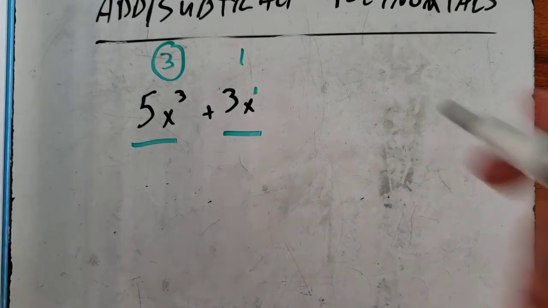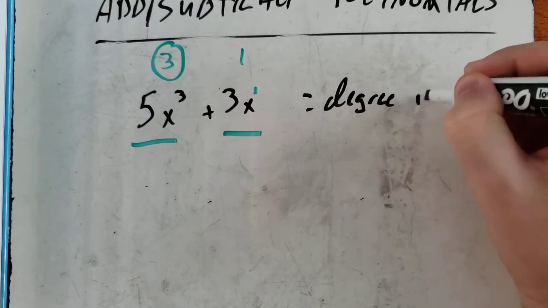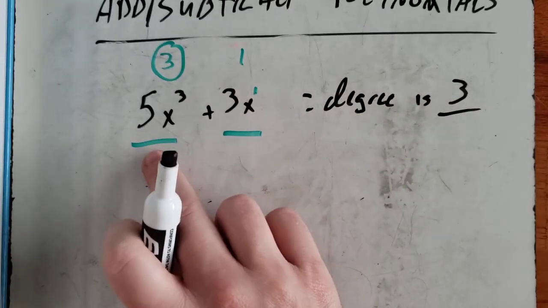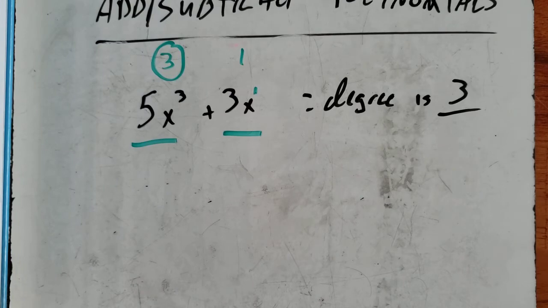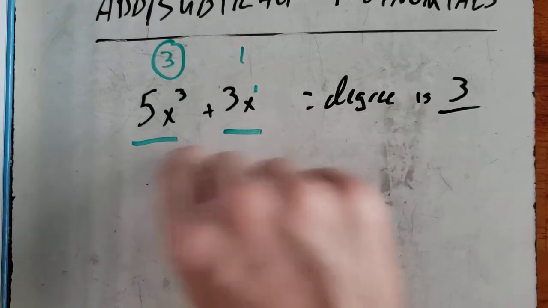The degree is 3. That's really all there is to it. We're just looking at the exponents of letters. So which one is higher? Whichever one is higher, that's the degree. Whatever that number is, that's the degree of the whole thing.